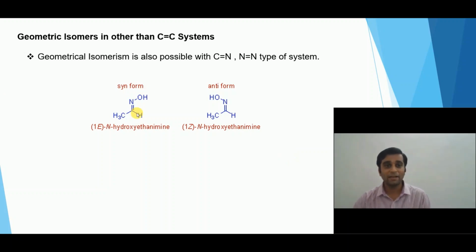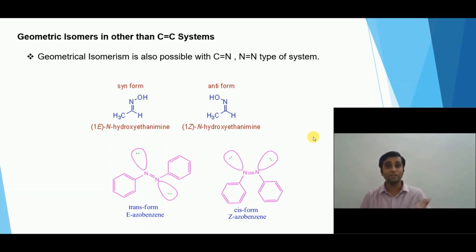Let us see here the carbon is attached with CH3 and H. So CH3 will take priority over the H. And if I talk about nitrogen, only one substituent is there, that is OH. So of course CH3 and OH, they are opposite side of plane. The isomer is definitely called as an E isomer. And if you say Z isomer, CH3 and OH are on the same side of plane. So my ultimate point is, geometrical isomerism is not restricted up to C double bond C. It may be possible in C double bond N as well as N double bond N type of system.